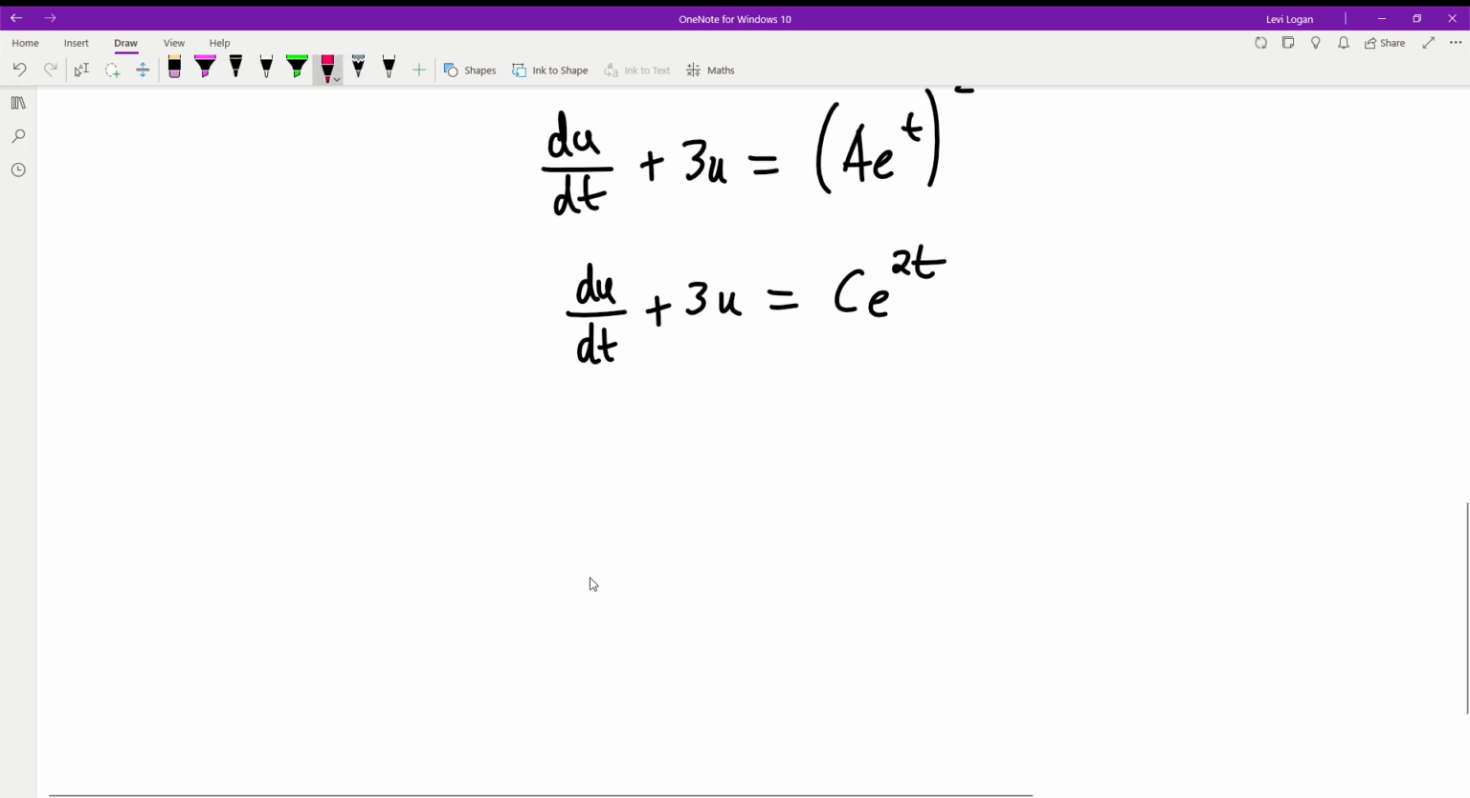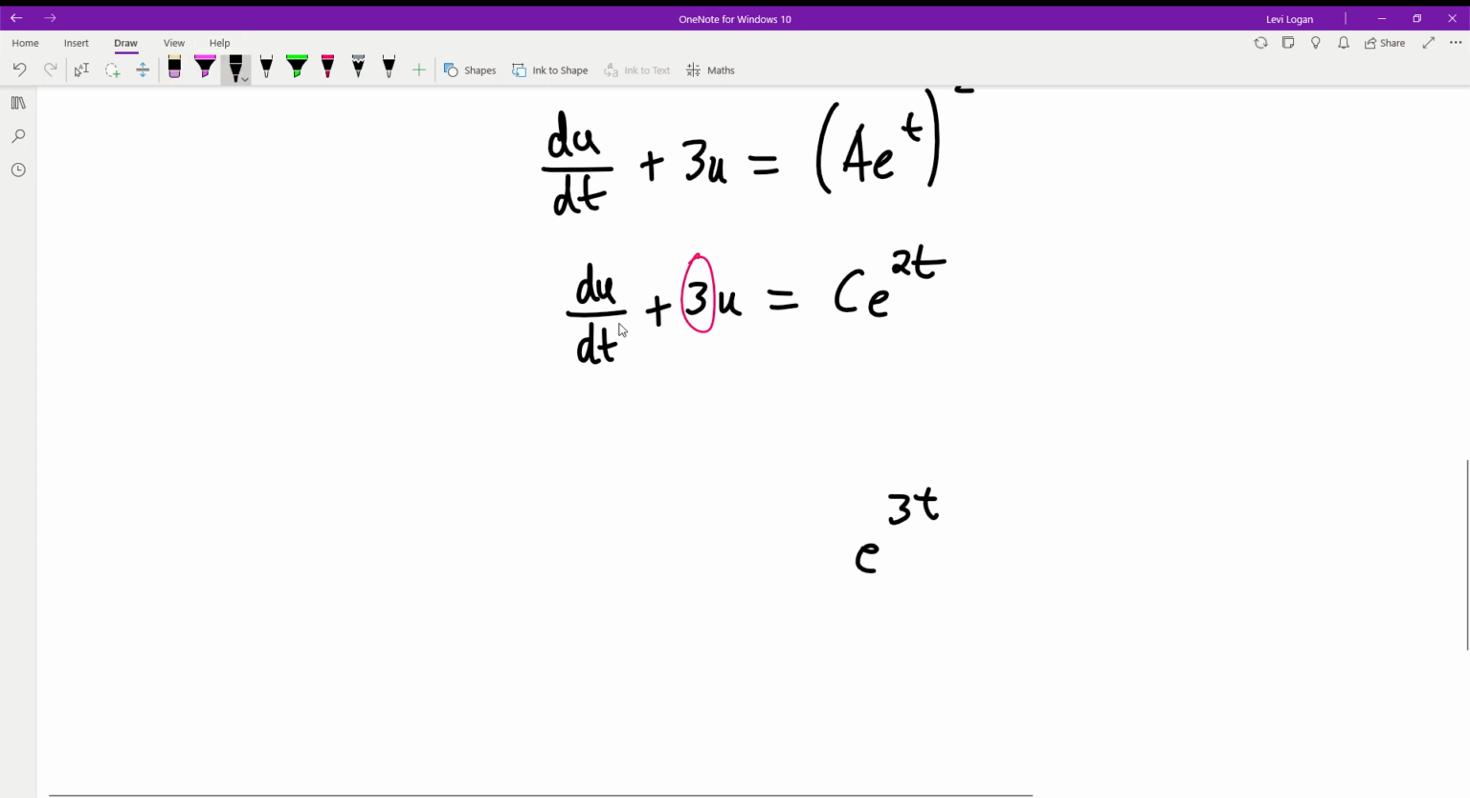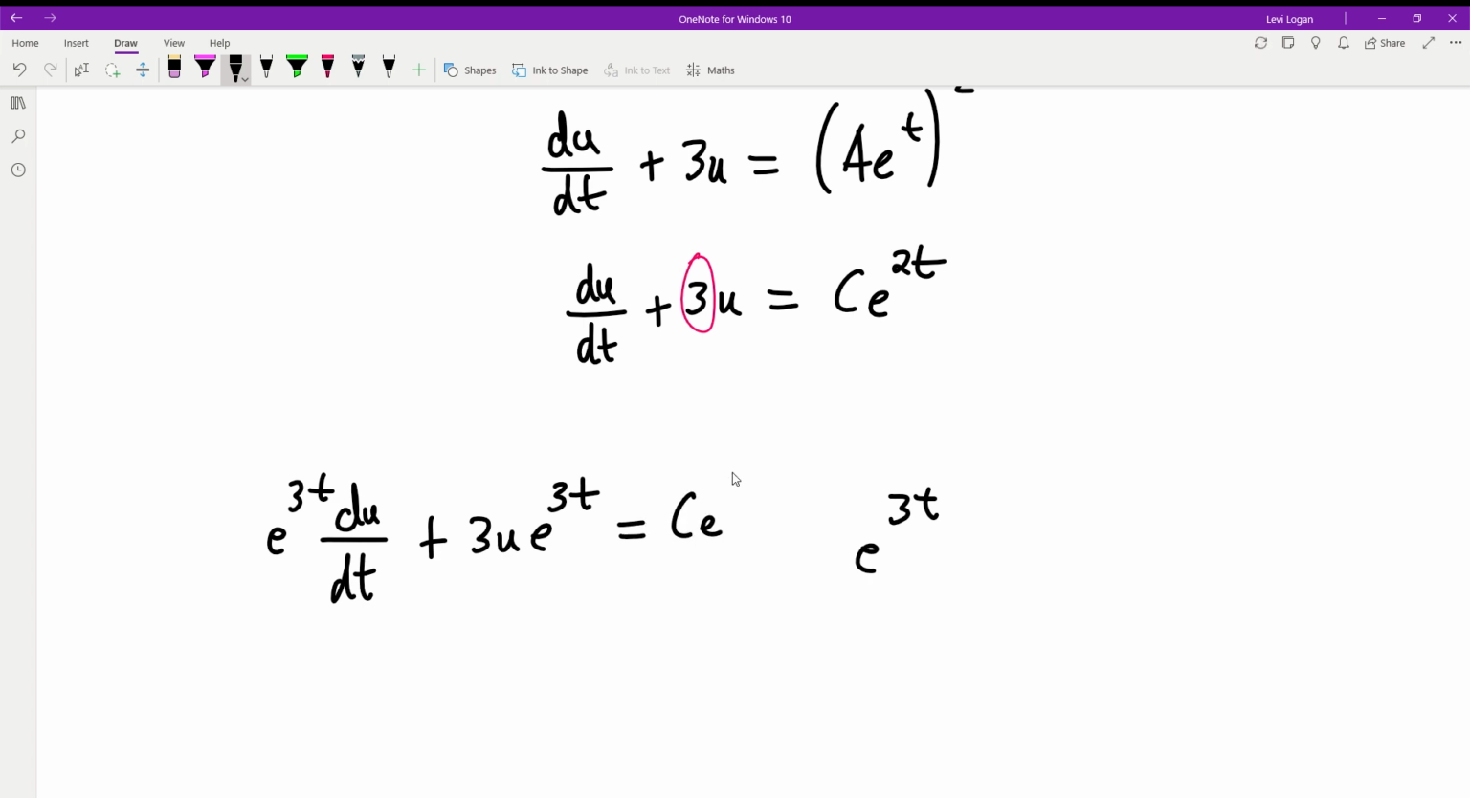So now that I've got that sorted, I now have an ordinary differential equation that I need to solve. So now I need to introduce an integrating factor. So your integrating factor is e to the integral with respect to t of the coefficient of this term, which in this case is 3. So our integrating factor will be e to the integral of 3 dt, which will be e to the 3t. Okay, so if I do this, I should get a perfect derivative on the left-hand side. So multiply everything by this term here: e to the 3t du/dt plus 3u e to the 3t is equal to c e to the 2t multiplied by e to the 3t.